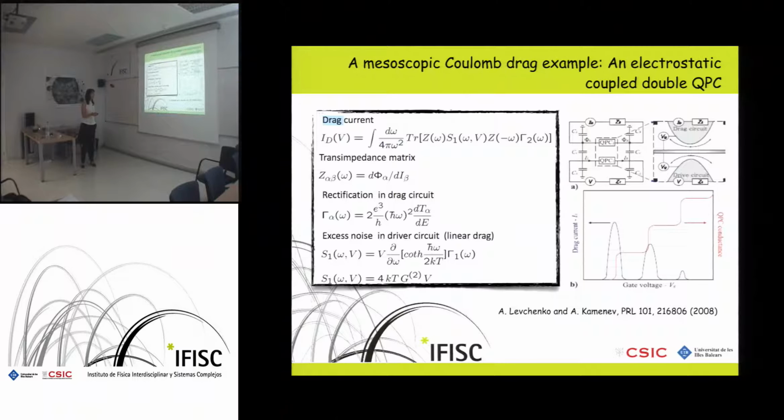So by having some noise in the drive circuit, because you are allowing some current to pass, biasing the system, then the drag circuit has a current that depends on the noise of the drive system. Okay. So in this case, it's clear that the transport is noise-induced, because the drag current has in its expression the noise of the drive system.